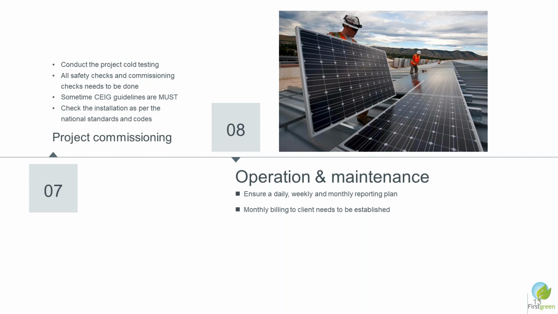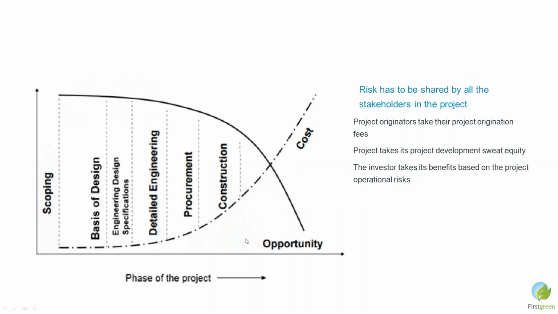So at times, say for example, you have commissioned a project, but you need to take approvals from CEIG, and please ensure that the installation is as per their DISCOM standards and whatever CEIG guidelines have been met or not. And once the project becomes operational, then it is the O&M activity only which is required, and you have to carry out your scheduled and unscheduled maintenance, as well as you start billing it to the clients. So this is the overall cycle of the development.